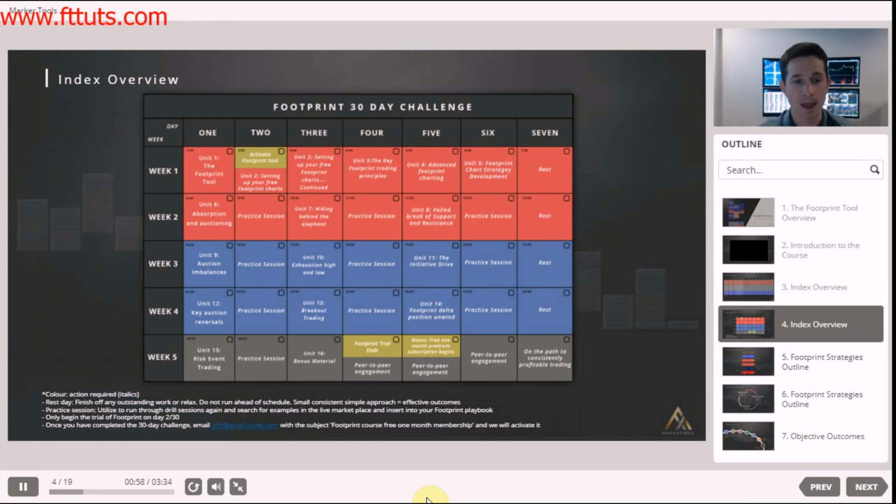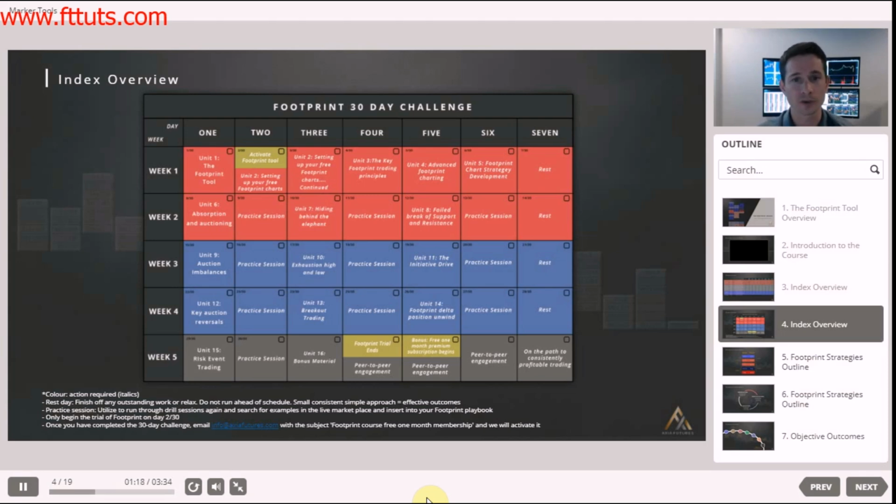As you can see, some days have been allocated to rest. Please make sure you take these rest days. Just like athletes have to take time off and allow their bodies to recover, it's the same with trading. You have to allow your mind to recover. You have to allow your mind to absorb the information it's taken in.